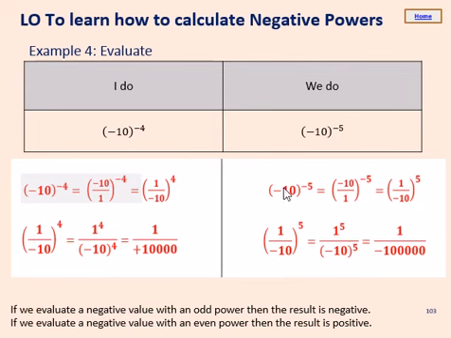And for the we do, negative 10 to the power of negative 5 becomes 1 over negative 10 to the power of positive 5, which if we raise both to the power of 5, we get 1 over negative 100,000. And that is absolutely exceptional if you can get that right. Really well done, guys.